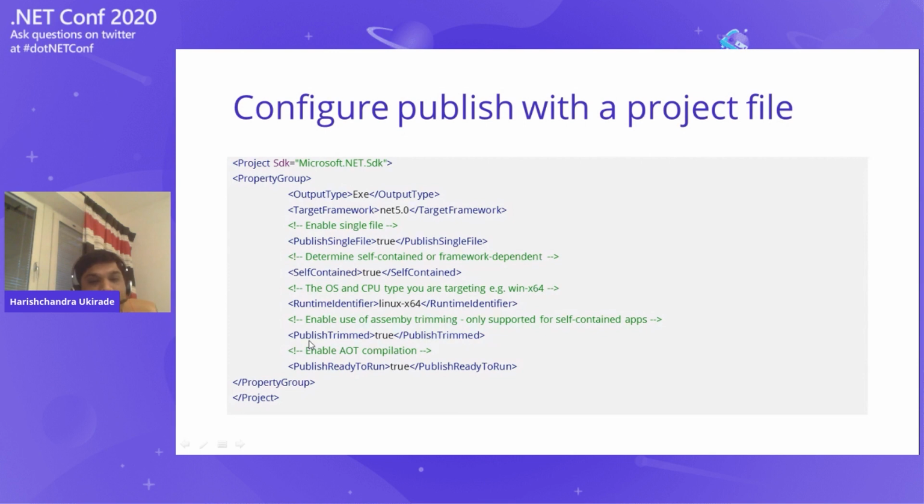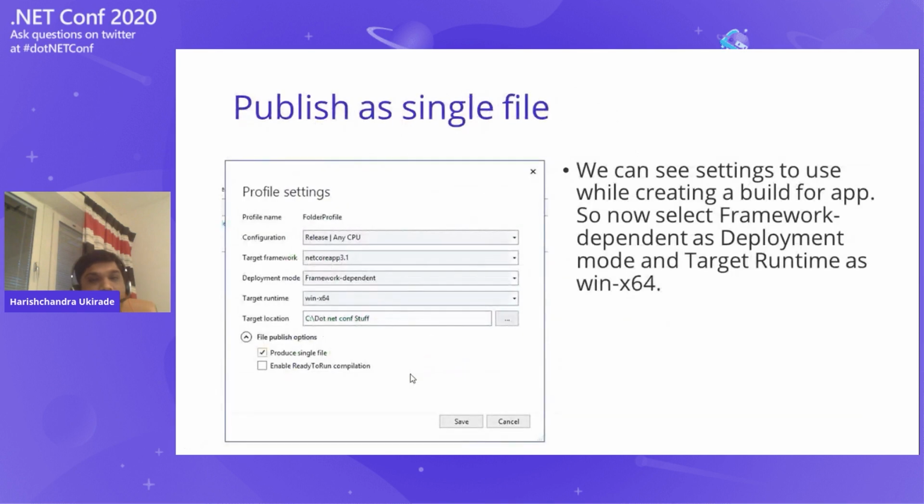If you want to enable publish streamed, we can enable the publish stream with the true flag, and if you want to publish ready to run, then we can mention it as true, so it will be quick and lightweight. Publish single file. How do we publish single file applications?